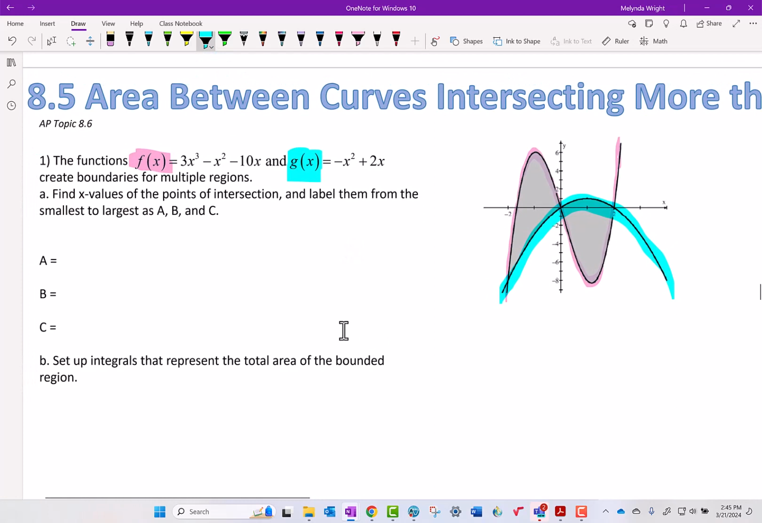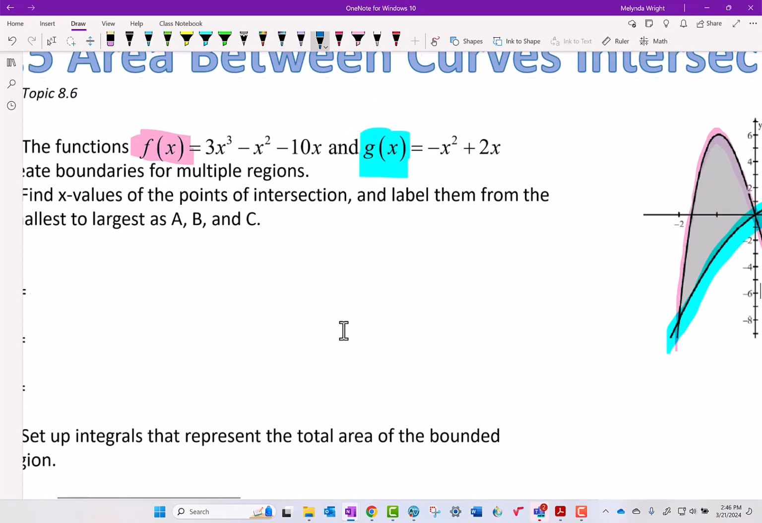Our first part says, find x values of the points of intersection and label them from the smallest to the largest as A, B, C, and D. So we've talked about this before. How do we find intersections between two curves? We set them equal to each other. That's exactly what we do. So let's do that work.